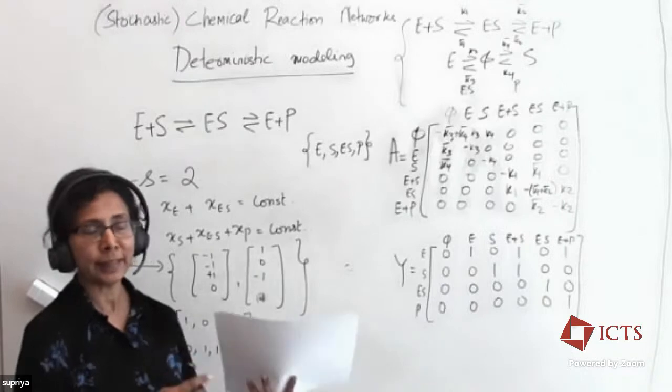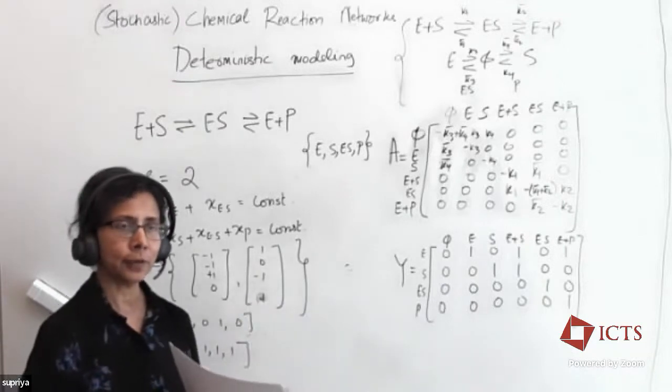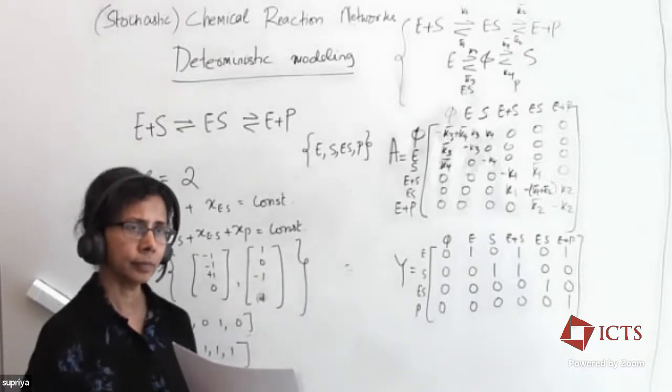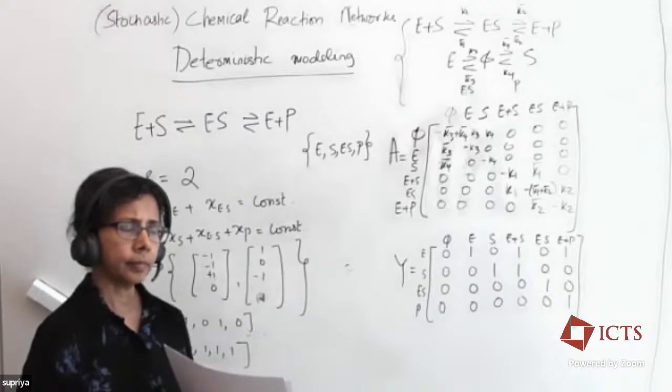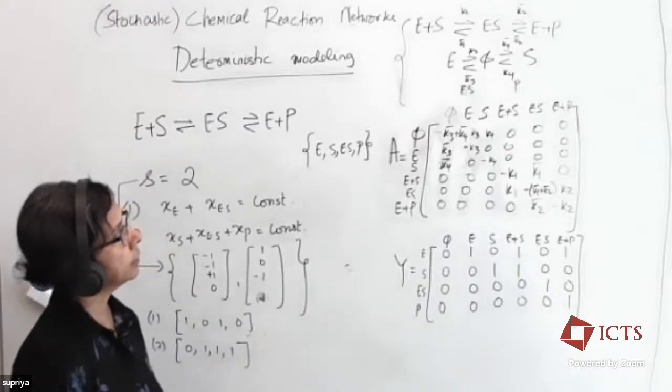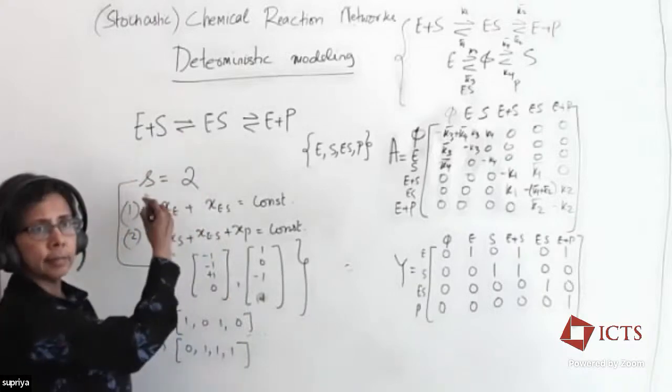So maybe there's a more... so if there are no source and sink terms, then is it true that this stoichiometry number always gives you the number of conserved quantities? Or not, what do you mean? So you mean this number?